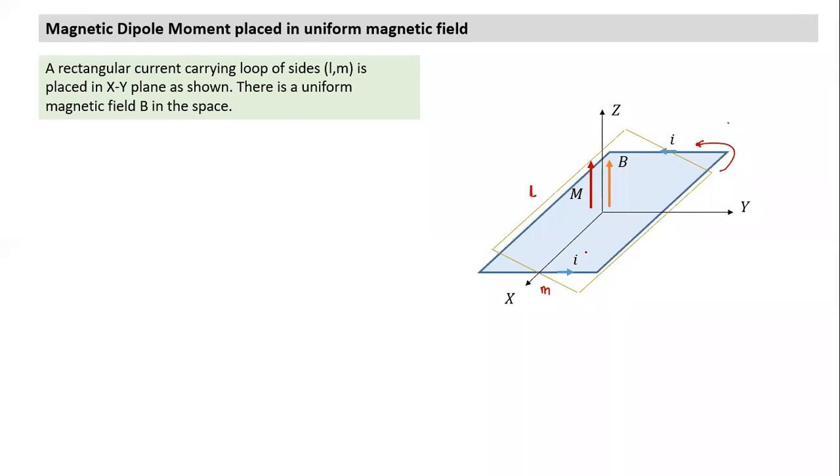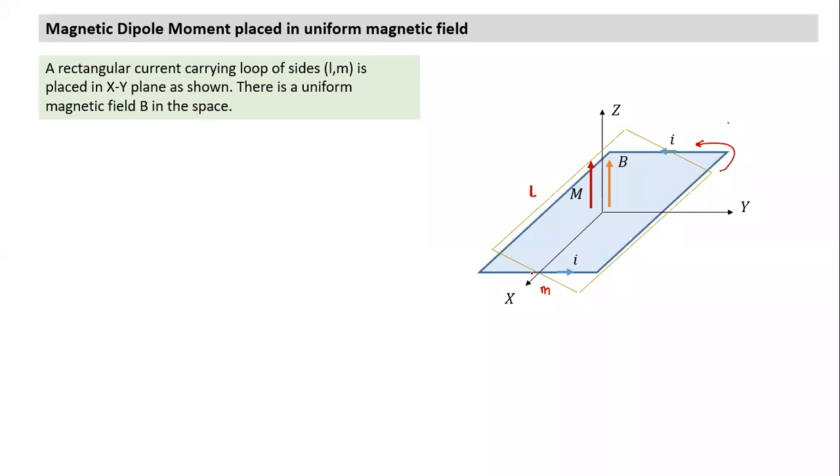When it is placed like this in a uniform magnetic field, we know already that any loop will not experience any net force. The reason is pretty simple. Suppose we take this element. What will be the direction of force on this element? The current is flowing towards my right, so the first vector is towards right, and the second vector, B, is up. If I curl my fingers from right to up, my thumb will point towards me.